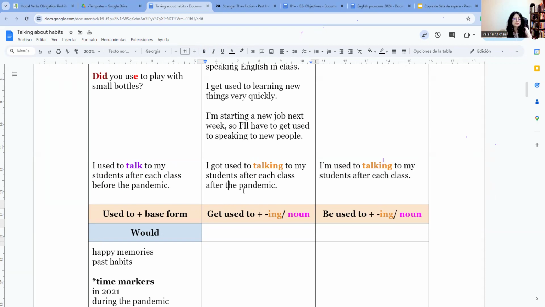Also, another thing that is confusing is these two. Got used to, is it for new habits or for present habits? Yeah, my students always have that question. Then you need to practice. Remember, got used to is useful for new habits. Whereas I'm used to, it's for present habits, things that you already do. And yeah, that's pretty much it.